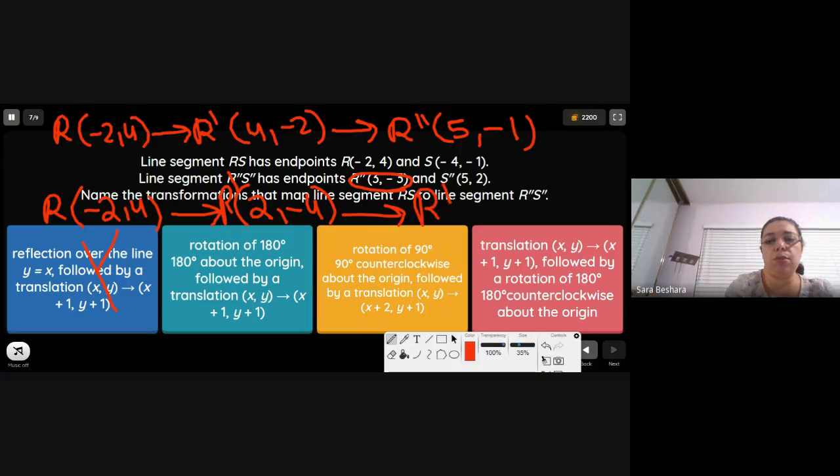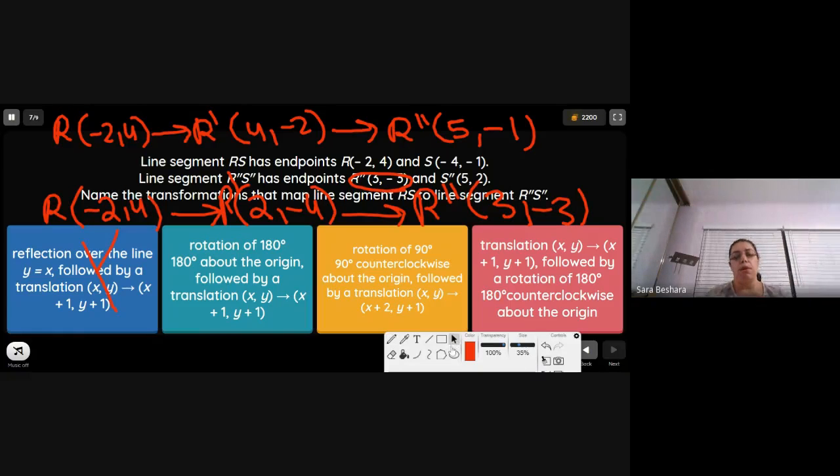Then R triple prime, we add 1 because the translation says 1, 1. So 2 plus 1 is 3, -4 plus 1 is -3. Is that 3 and -3? Yes. So that's it. So the answer should be B.